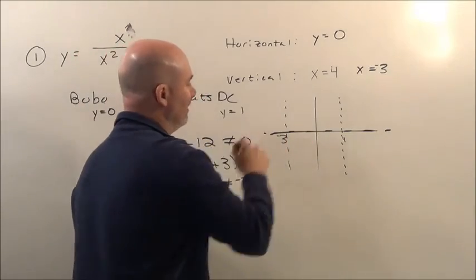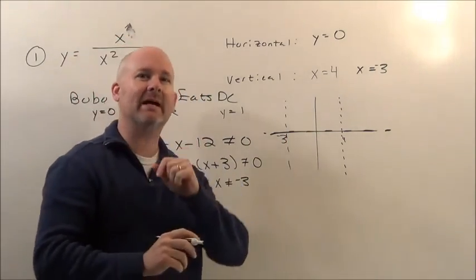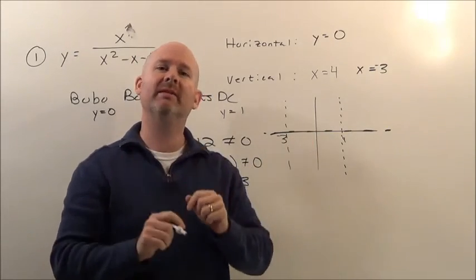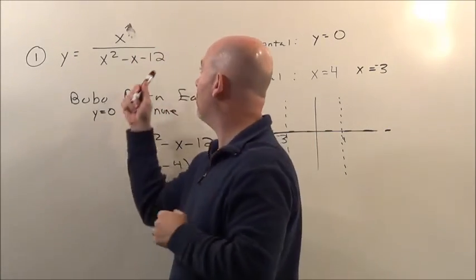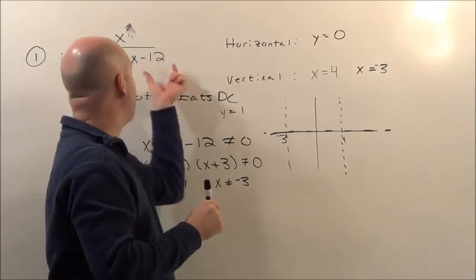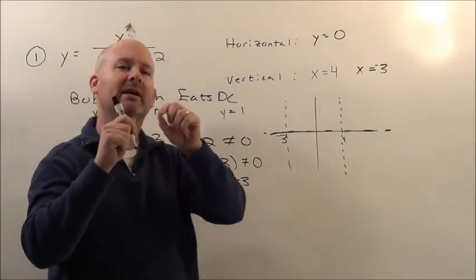Well, don't need to worry about that, we're about out of time with the video, but I'll show you in class how we have an idea of what that looks like. But there you have problem 1, gives you an idea. Remember, horizontal, Bobo Botten eats DC. Vertical, you have to look at what the bottom of the fraction, the denominator, cannot be.